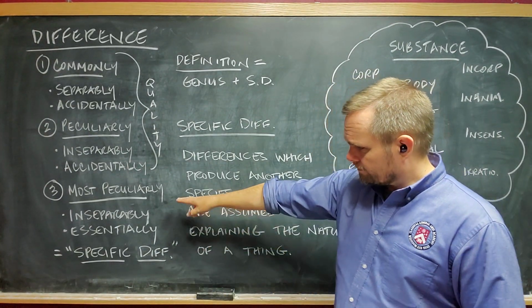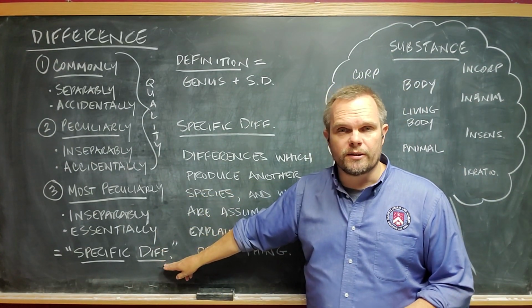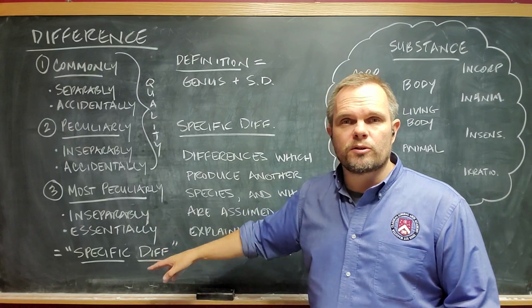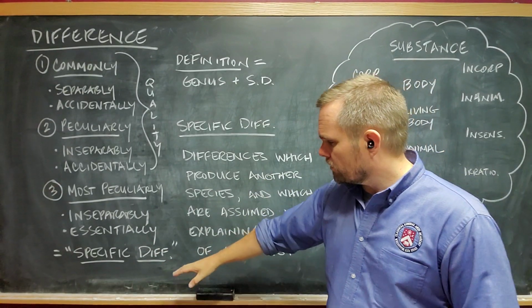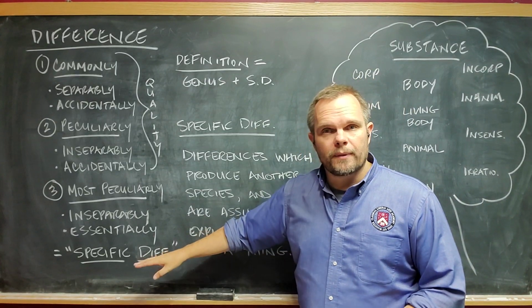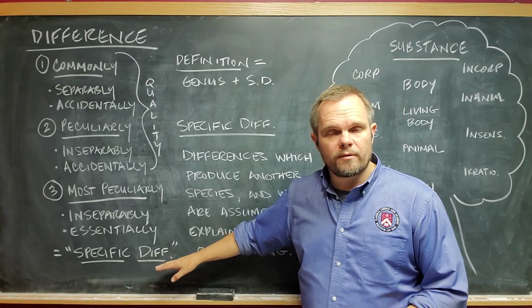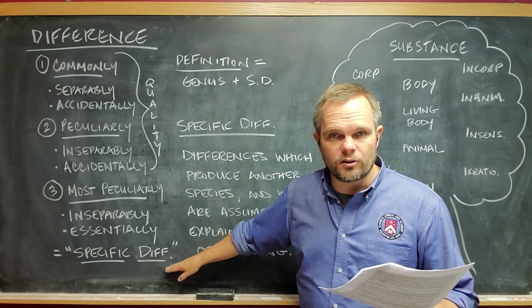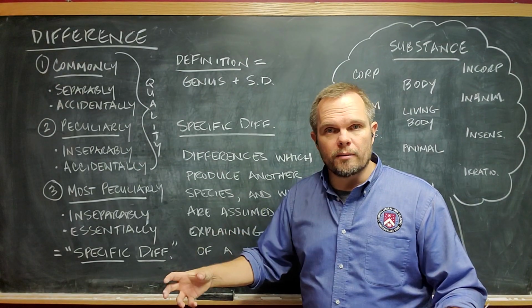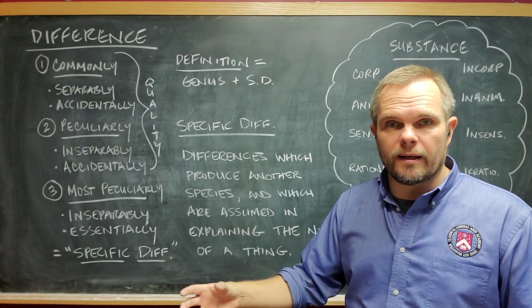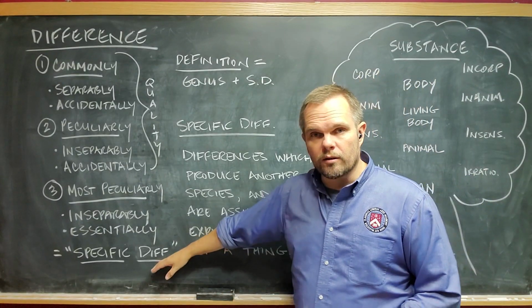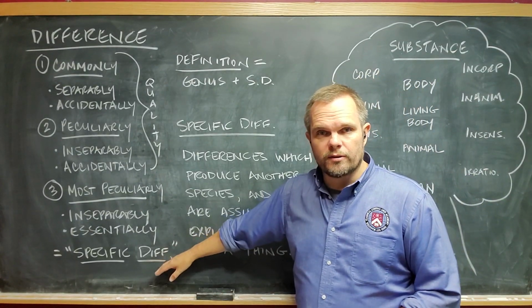First of all, specific differences are going to allow us to divide a genus into its species. These are the actual differences between things that belong to a common genus that separate them into real species or different classes within that genus. These are real, specific differences.